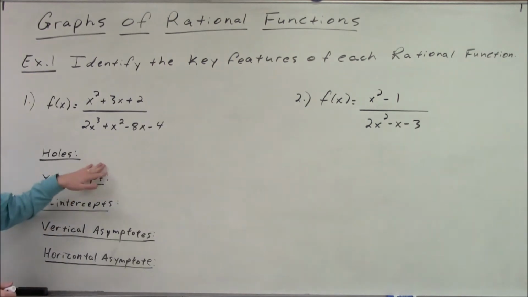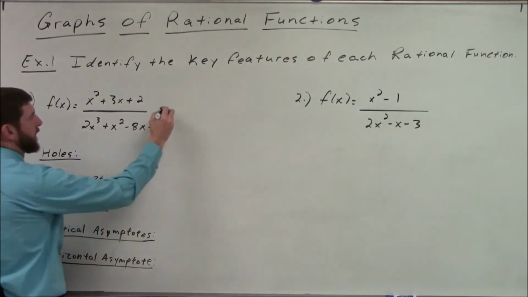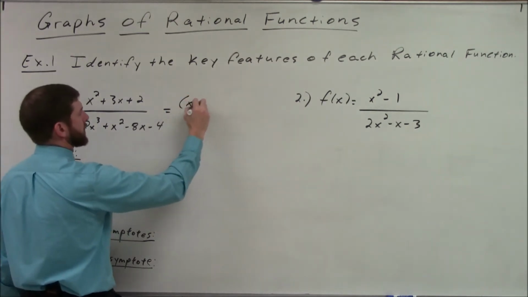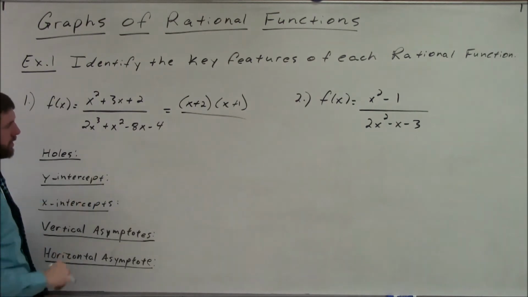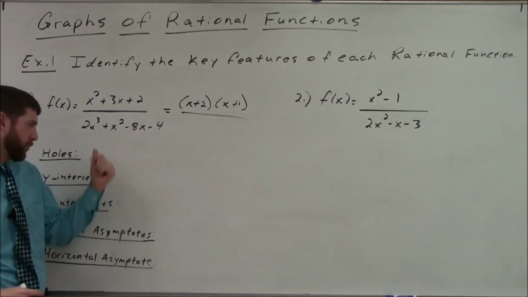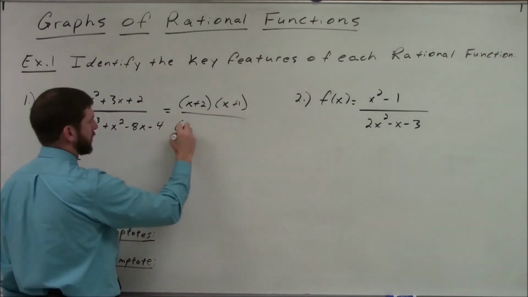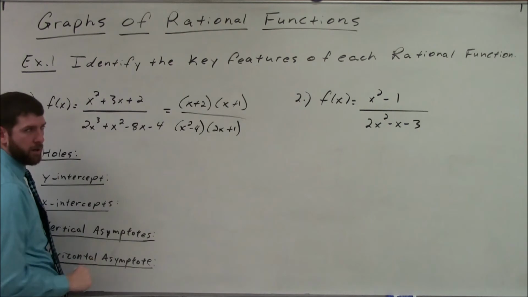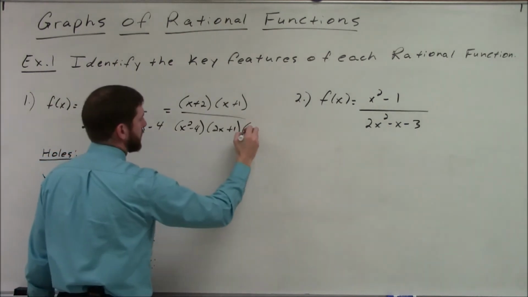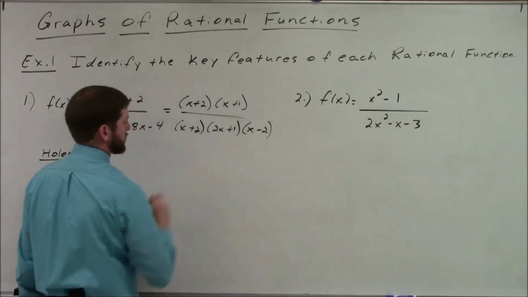So first thing we do with any rational function is simplify the rational function. So we factor our numerator, x plus 2, x plus 1 for the numerator. Factor our denominator. We would do factor by grouping on this one. So pull out x squared, pull out minus 4. And you're going to be left with 2x plus 1, but x squared minus 4 can break down again into x plus 2 and x minus 2.